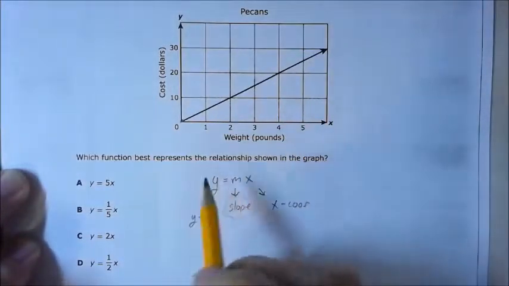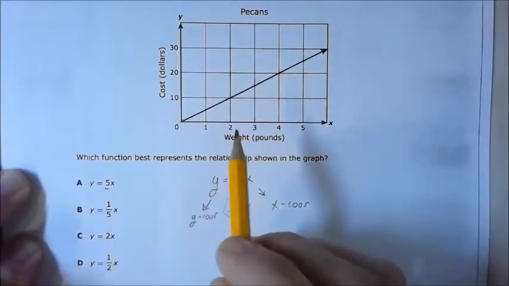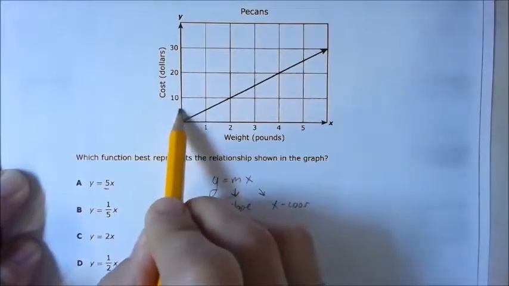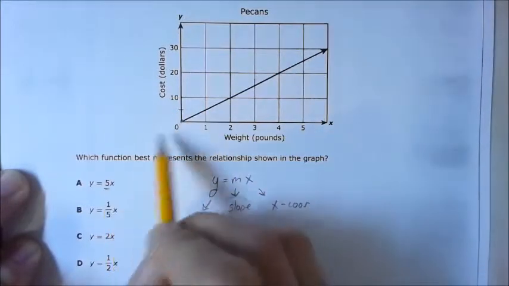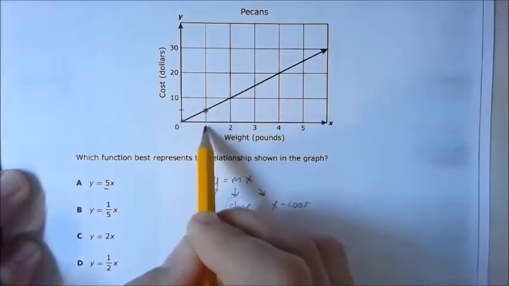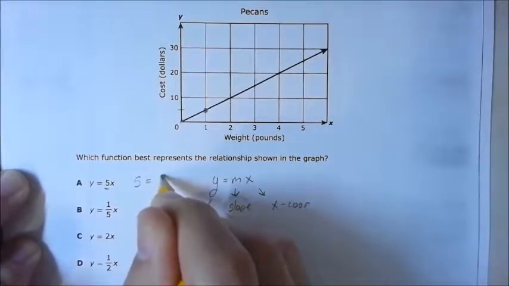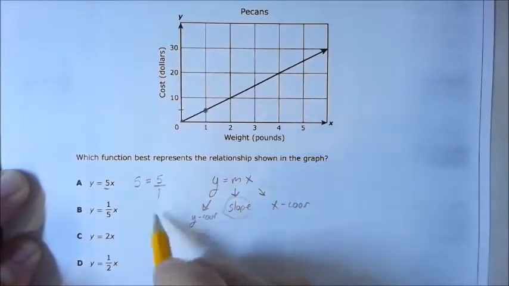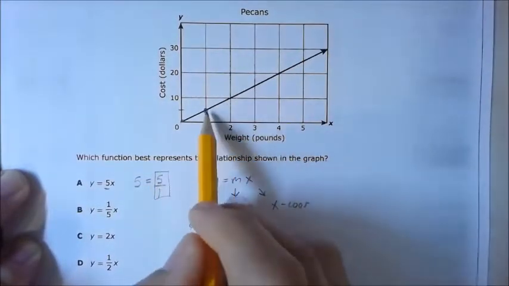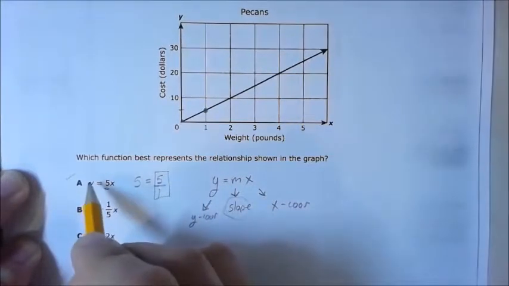So let's see. This one says y equals 5x, so it's saying 5 is our slope. So in other words, if we go up 5, which this goes by 10, so 5 is about halfway in the middle. If we go up 5 and over 1, because 5 is equal to 5 over 1, if we undo that division, that is our slope. And this does look like a slope of 5, so I think A is definitely a possible good answer.